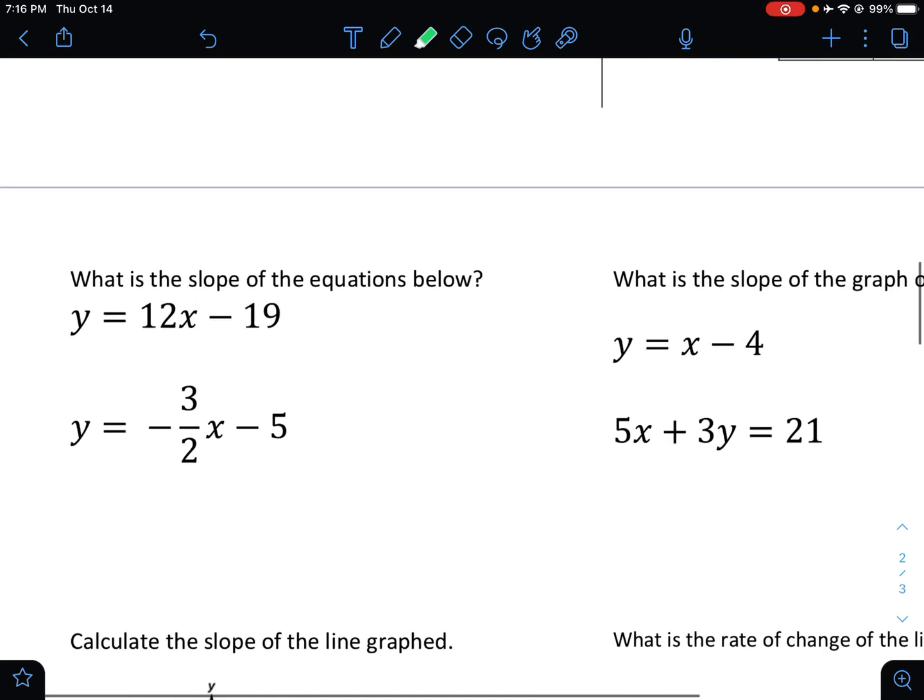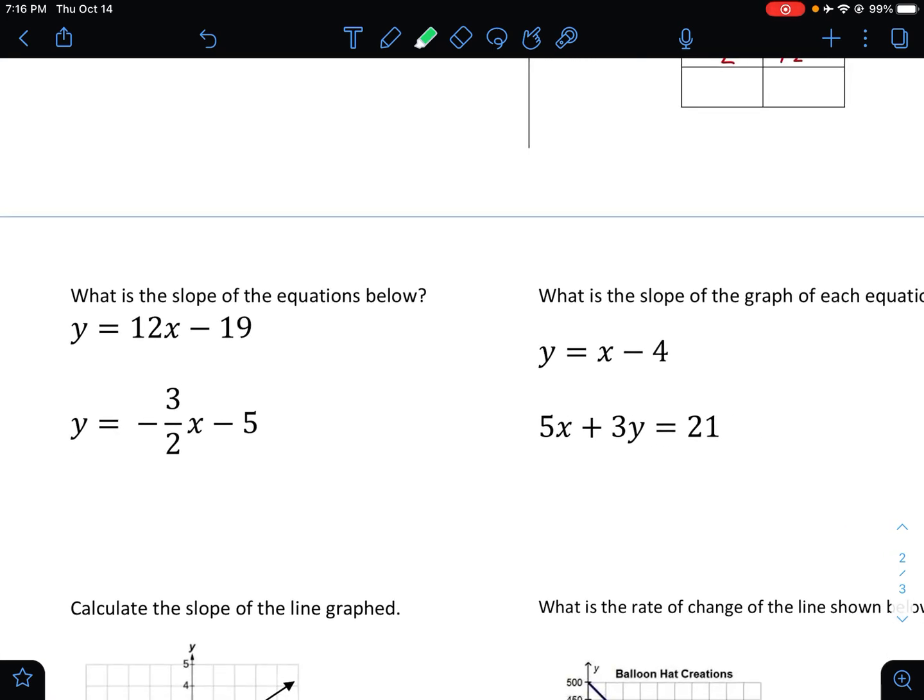Okay, so going on to some examples. What is the slope of the equations below? We have y equals 12x minus 19. We know that slope is the number that is in front of x. So for this first one, our slope equals 12. Looking at this next example, we have y equals negative 3 halves x minus 5. Slope is the number in front of x, so our slope for this one is m equals negative 3 halves.